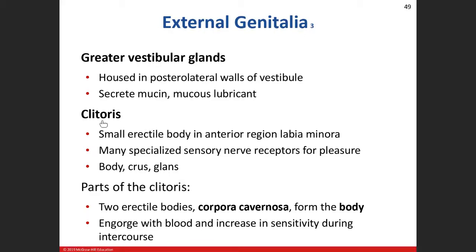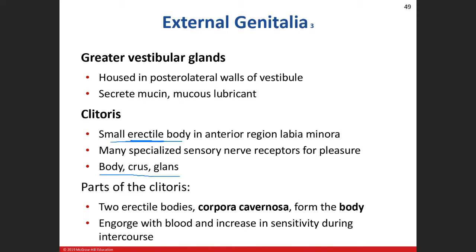Now, since we were talking about homologous structures between males and females, the clitoris is that homologous structure. It's made up of a couple of parts, and some of these terms will be similar when we talk about the penis. The clitoris has the body, the crus, and the glans, and the penis has all the same structures. Hormone development will determine whether one has a clitoris or a penis. Again, this is another erectile structure.